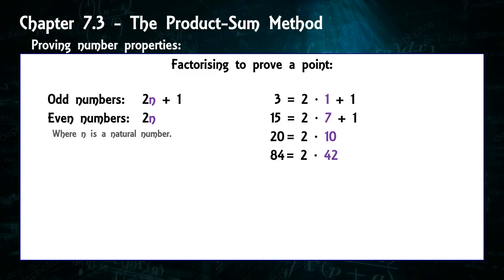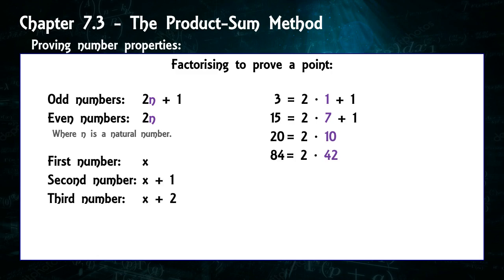For example, we can prove that the sum of 4 consecutive numbers is always even. So let the first number be x. The next number will then be x plus 1. The third number will be x plus 2, and the last number will then be x plus 3. The sum can be written as x plus (x plus 1) plus (x plus 2) plus (x plus 3), which can be simplified into 4x plus 6.